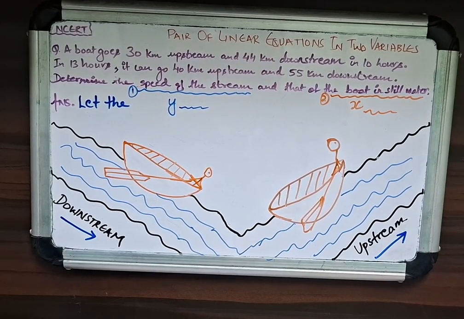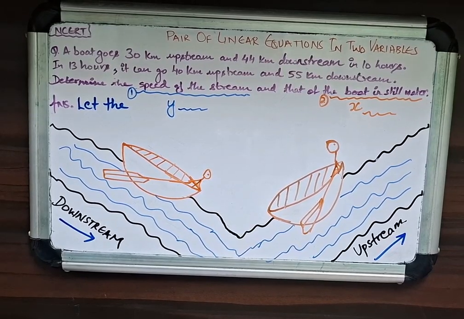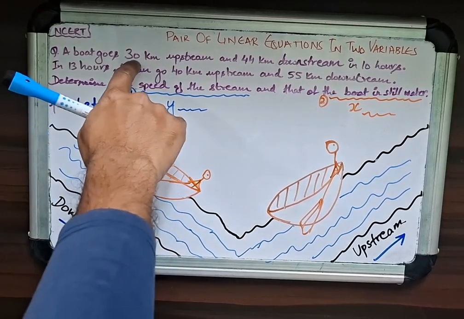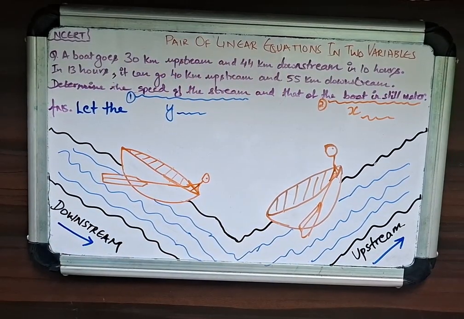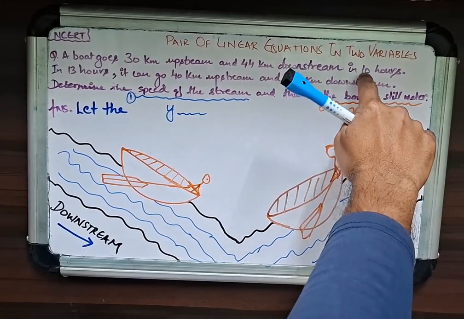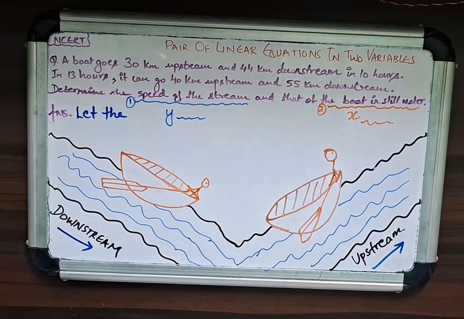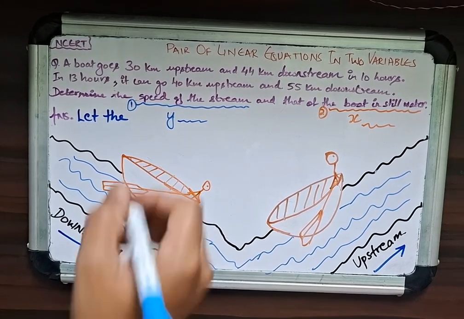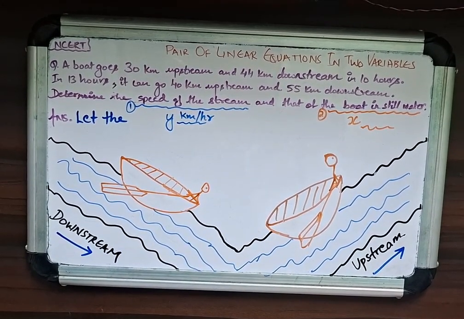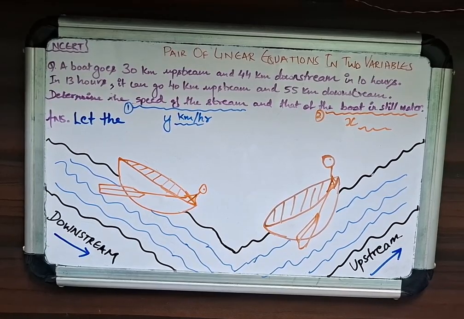Now what will be the units for these two variables? To figure out the units, let's go back to the question. If you look carefully at the question, all distances are given in kilometers and time is mentioned in hours. So the units for both x and y will be kilometers per hour, as both of them denote speeds.